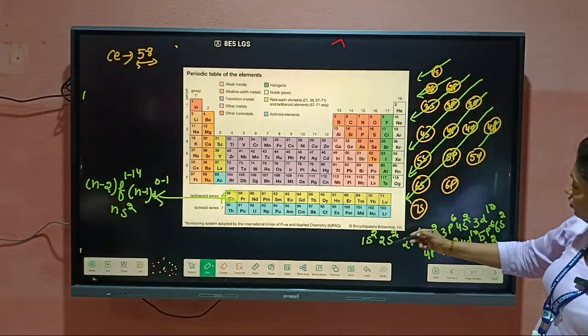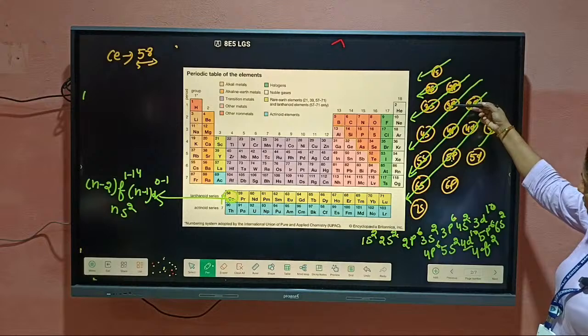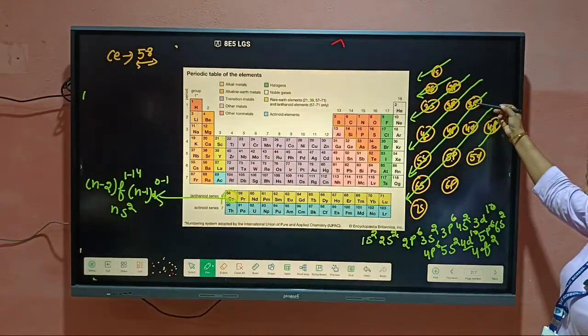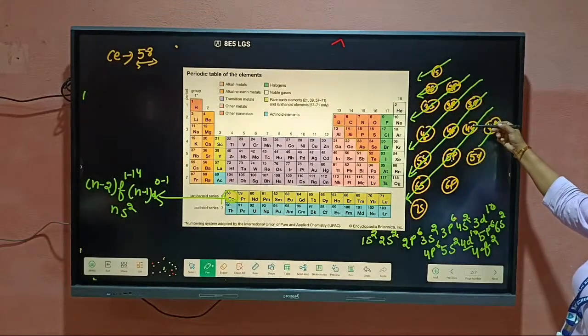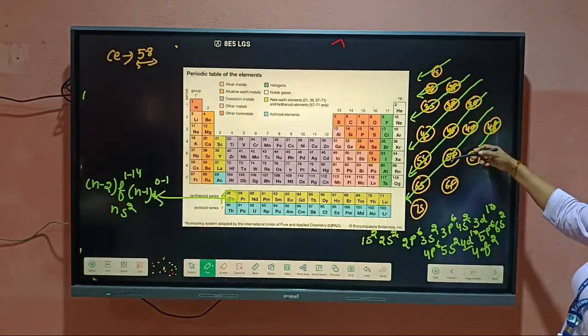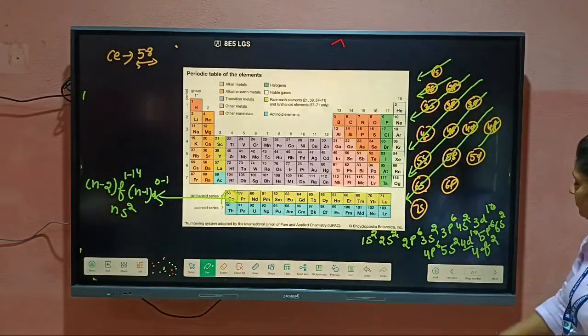First 2, then 6, 2, 6, 2, 10, 6, 2, then 10, 6, 2, and 5d0.